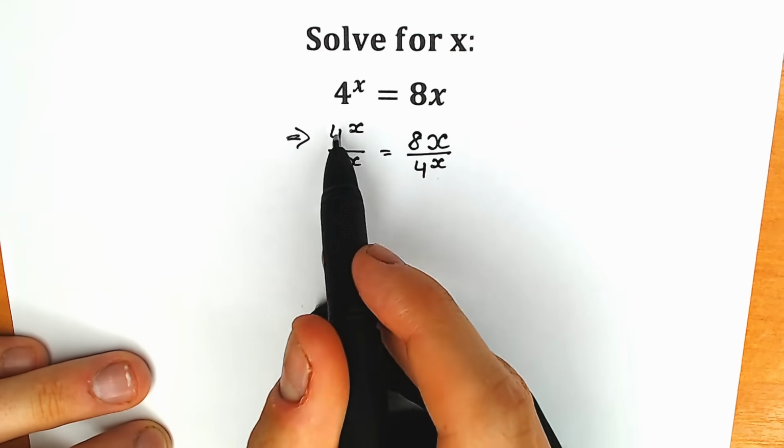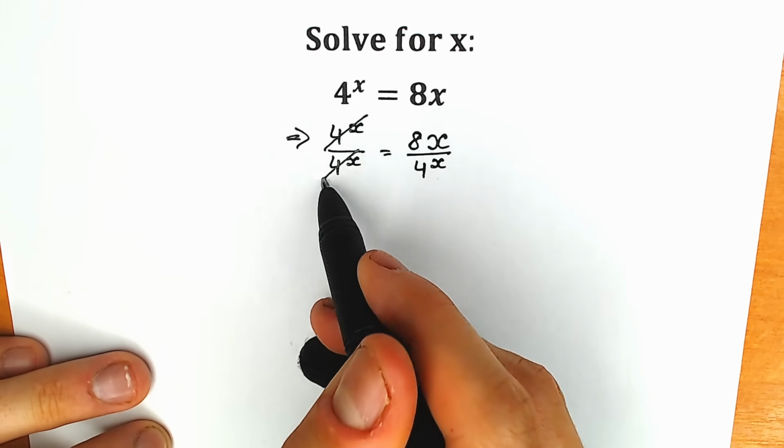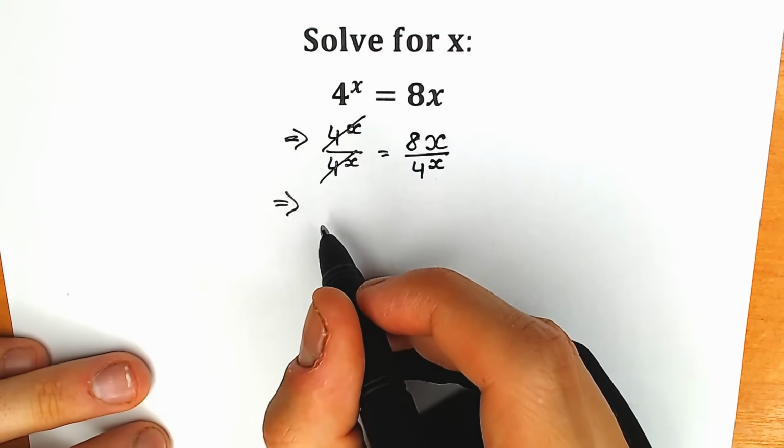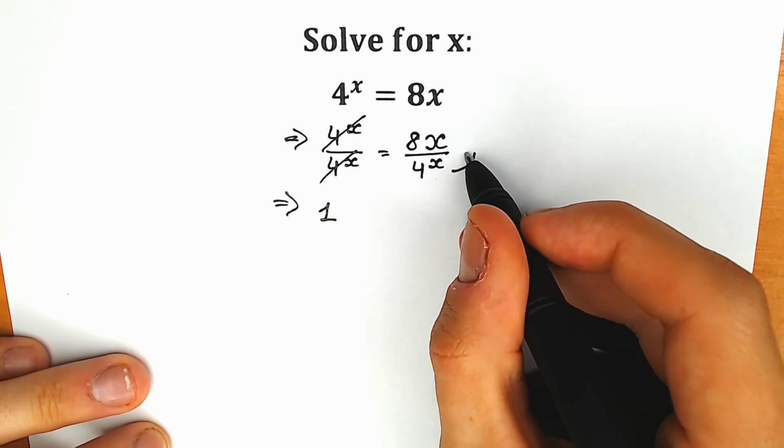Whenever we look closely at the left side, we have 4 to the x over 4 to the x. We can easily cancel it real quick. Let's do this right now. So as a result, we have only 1 on the left side. And on the right side, we can write this 4 to the x in our numerator.